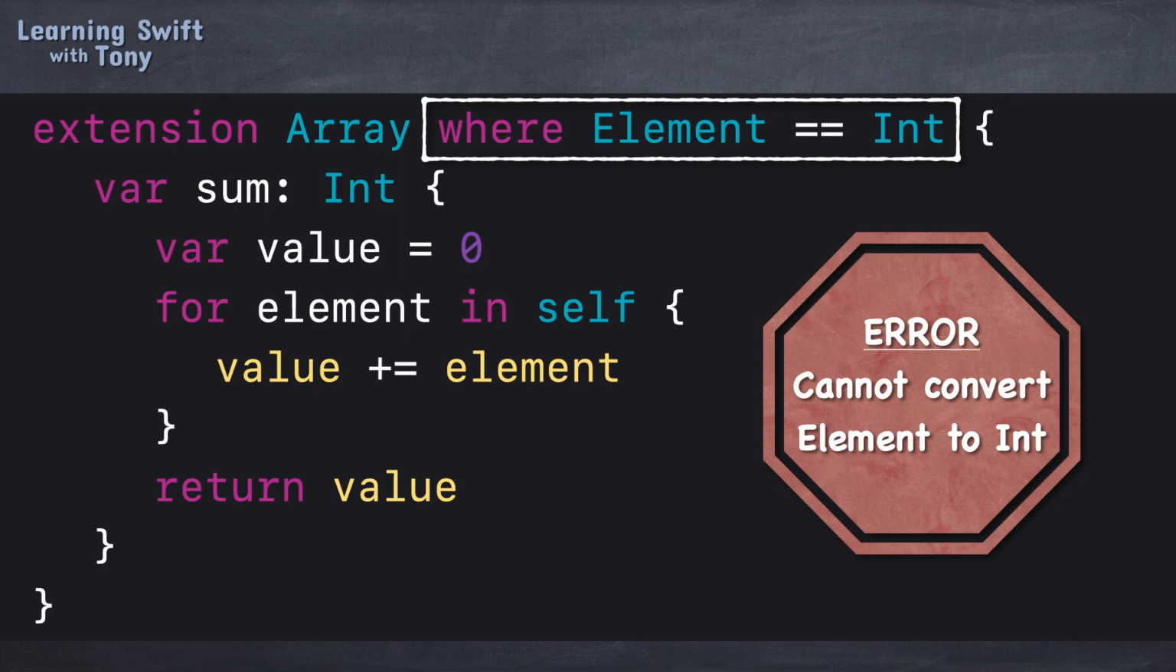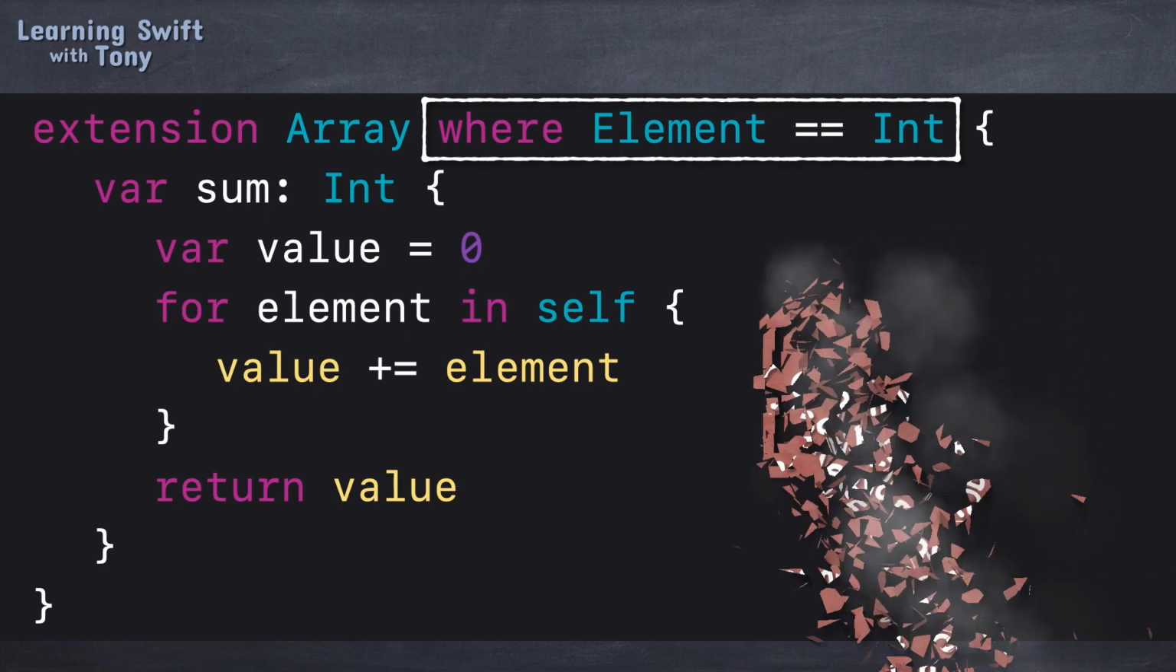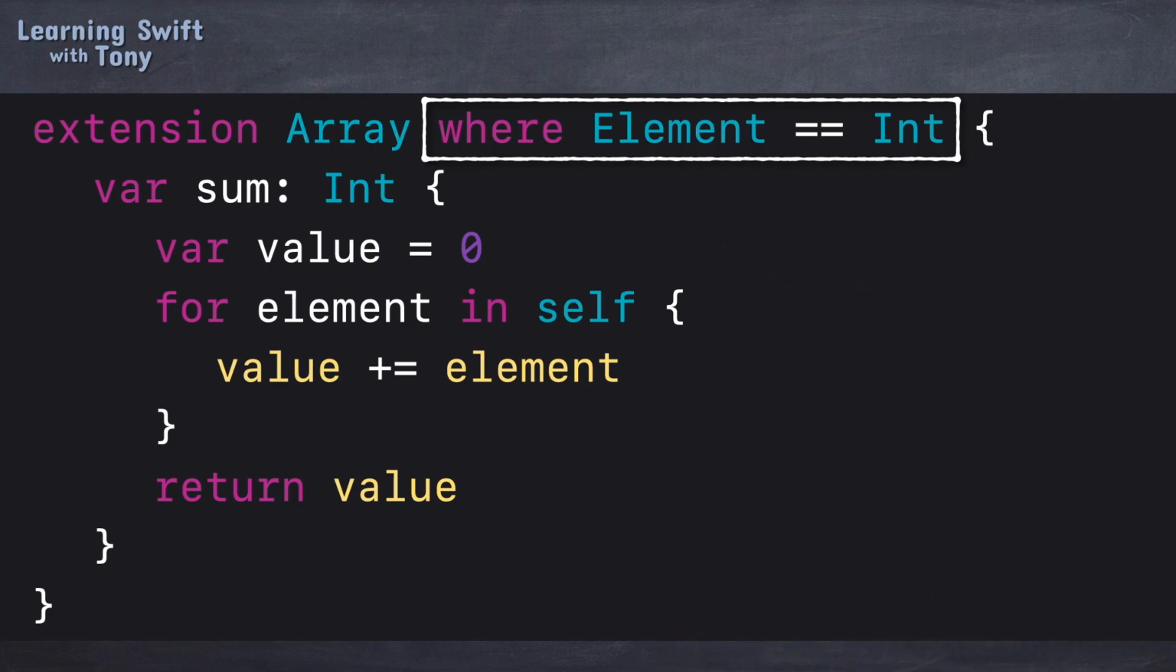We need to use a double equal sign here because it means equality. Otherwise, a single equal sign means assigning a value. So we can read this as extension on arrays where the element type is equal to the integer type. Adding this where clause will definitely get rid of the compiler error, because now the compiler knows this extension is constrained to only arrays with integer elements.